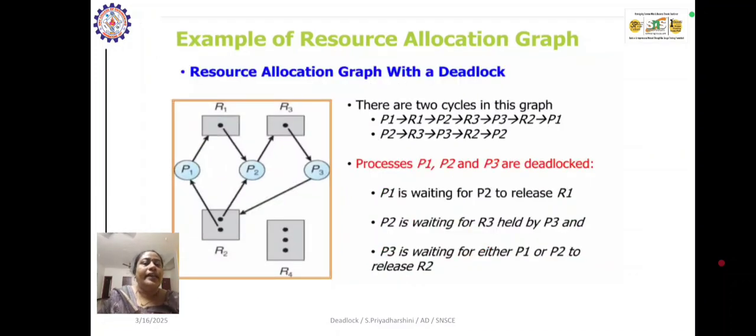Here is an example of a resource allocation graph with a deadlock. The process P1 is waiting for the process P2 to release R1, P2 is waiting for R3 held by P3, and P3 is waiting for either P1 or P2 to release R2. So here there is a cycle and it forms a deadlock.